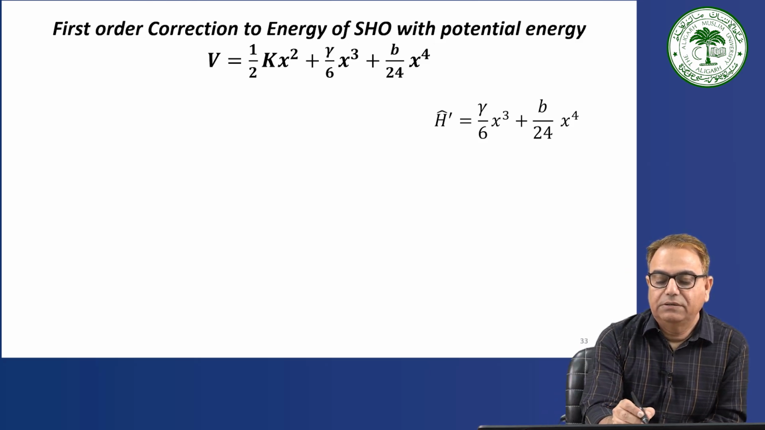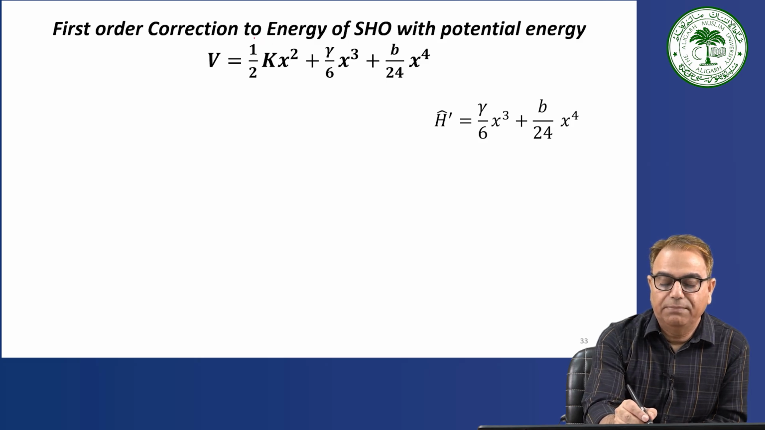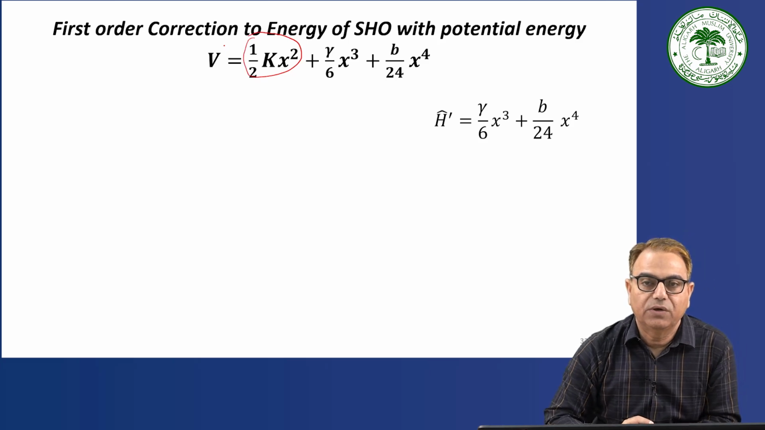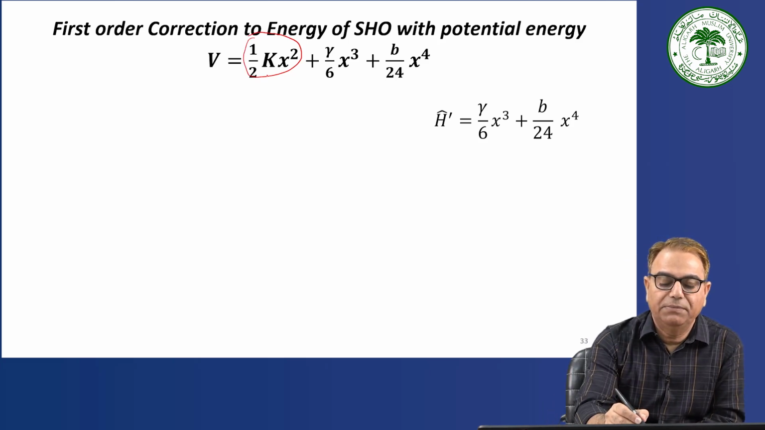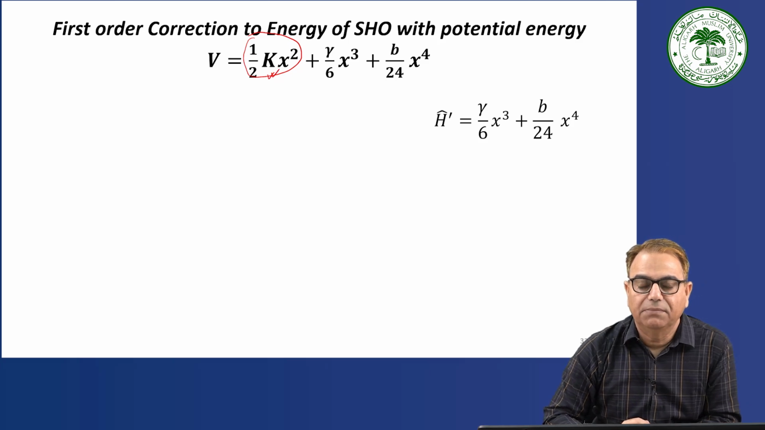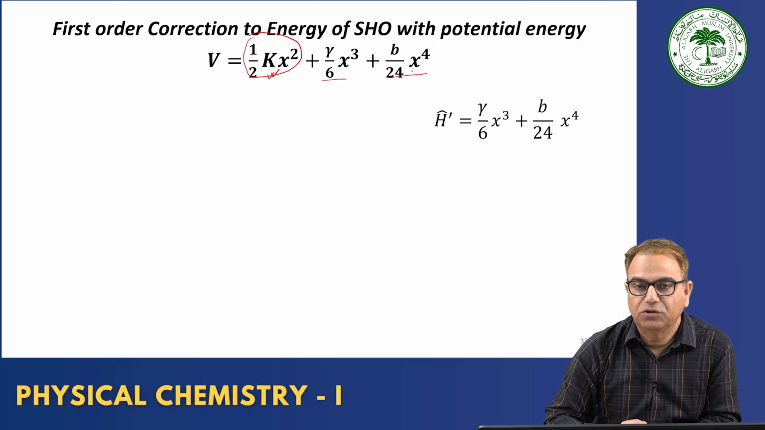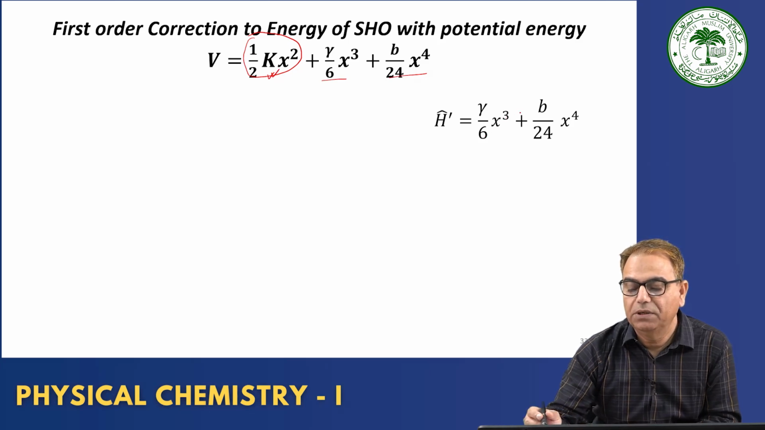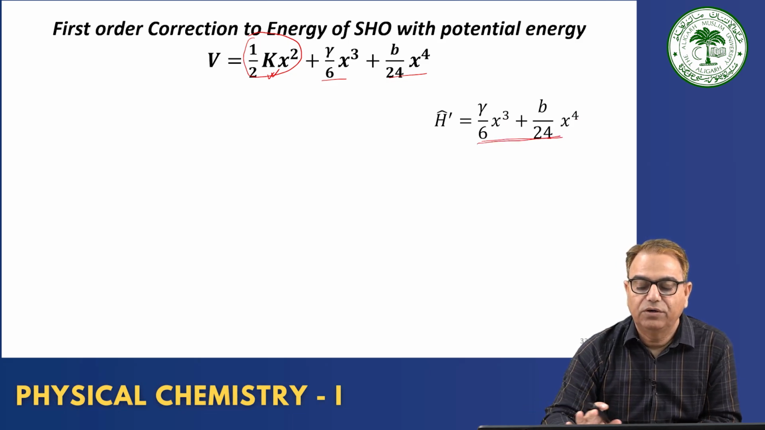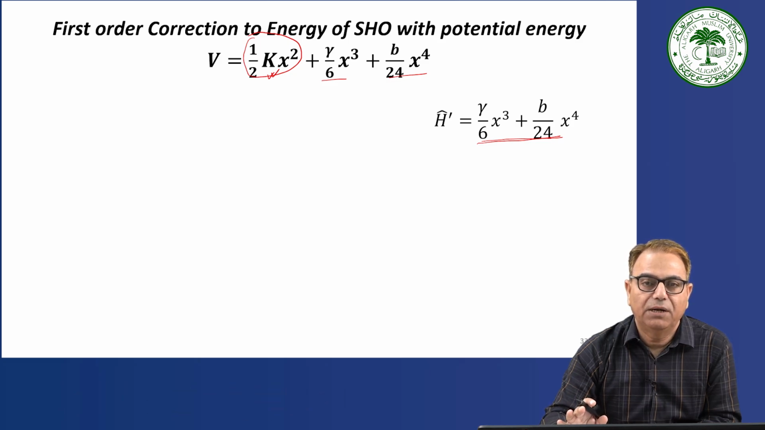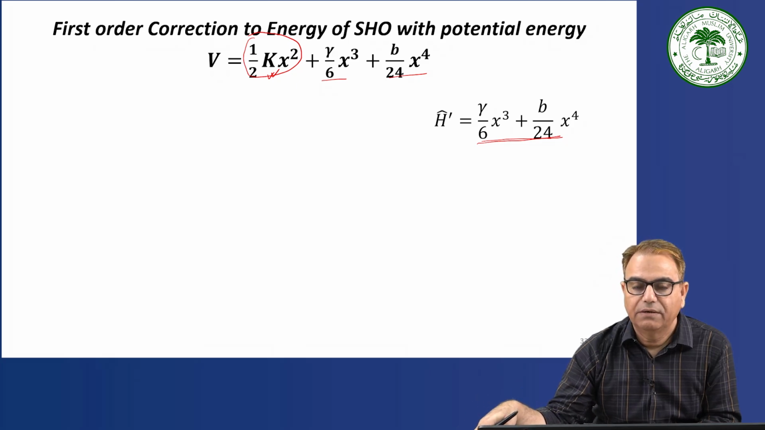So, if you remember, we have done the simple harmonic oscillator, where we have taken the potential energy equal to 1 by 2 kx square. This term remains in the unperturbed system, but these two are the additional terms which are called perturbation. So the perturbation is actually gamma divided by 6 x cube plus beta divided by 24 x raised to the power 4. This is what is called perturbation.